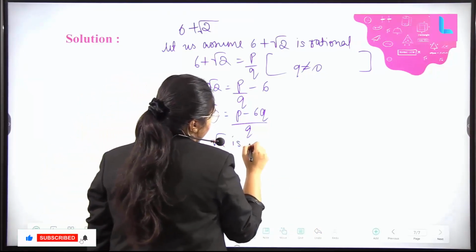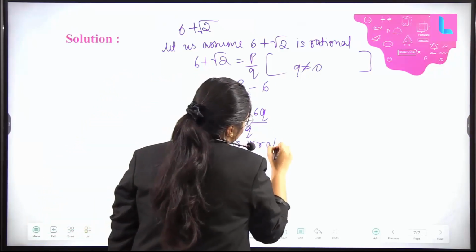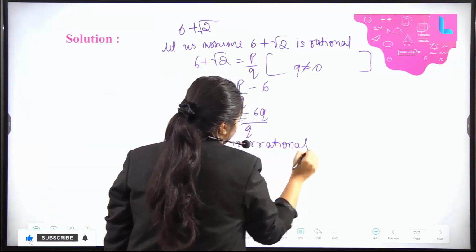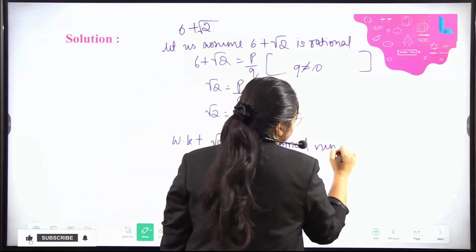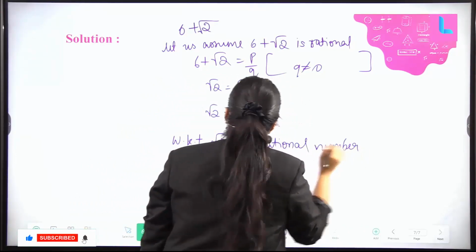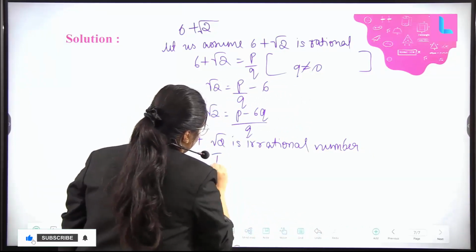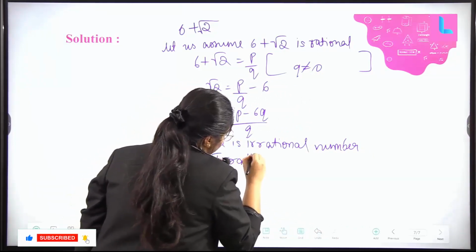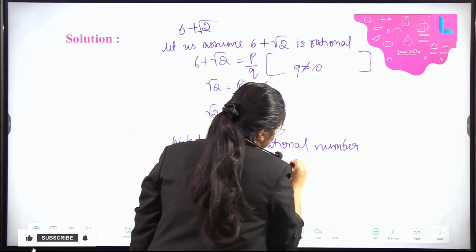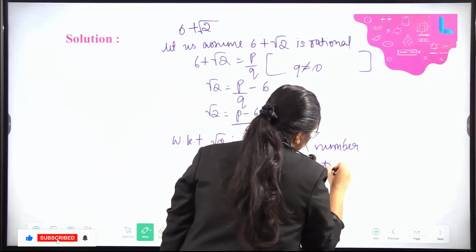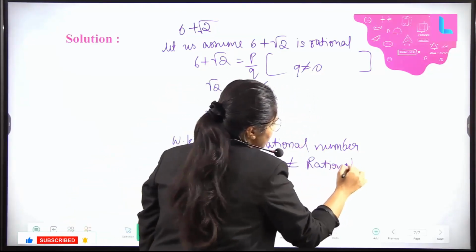Root 2 is an irrational number. Irrational cannot be equal to rational, hence our assumption is wrong.